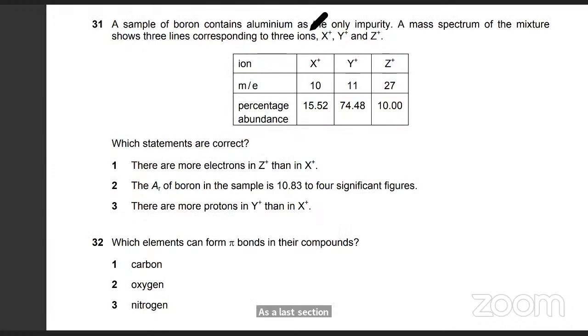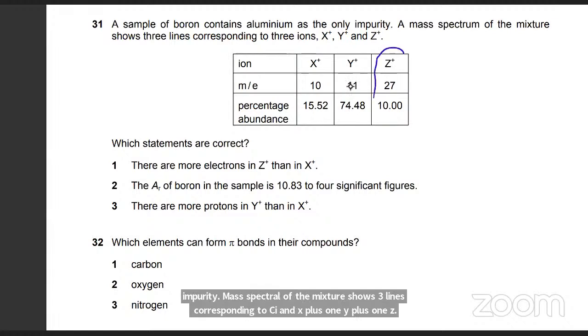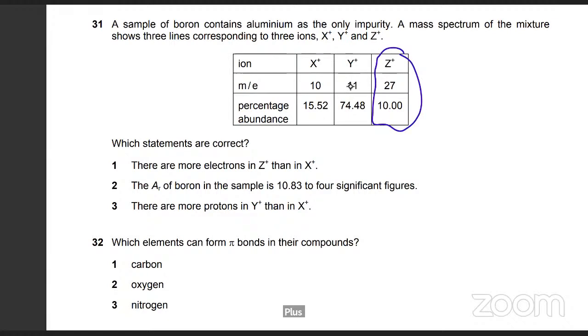Okay, a sample of boron contains aluminum as the only impurity. A mass spectrum of the mixture shows 3 lines corresponding to the 3 ions X plus 1, Y plus 1, Z plus 1. So this one is aluminium, right? Aluminium is 27. And these two are definitely isotopes of boron. Boron is around 10 or 11, right, in the periodic table. So both of them are boron isotopes.